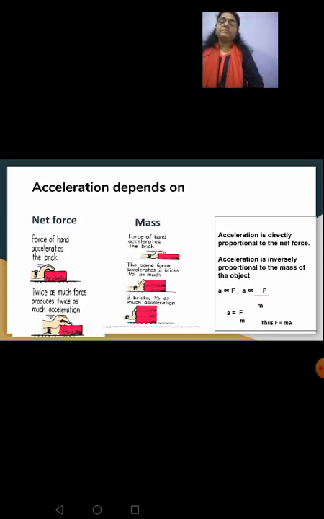So from this you can come to a conclusion that acceleration is directly proportional to force, according to your first figure, net force. Under that you see, when you apply a force of 10 Newton on 1 brick, the brick begins to accelerate. Now you apply a force of 20 Newtons, what will happen? The brick will show more acceleration. So when you increase the force, the acceleration will also increase. This means acceleration is directly proportional to the force applied.